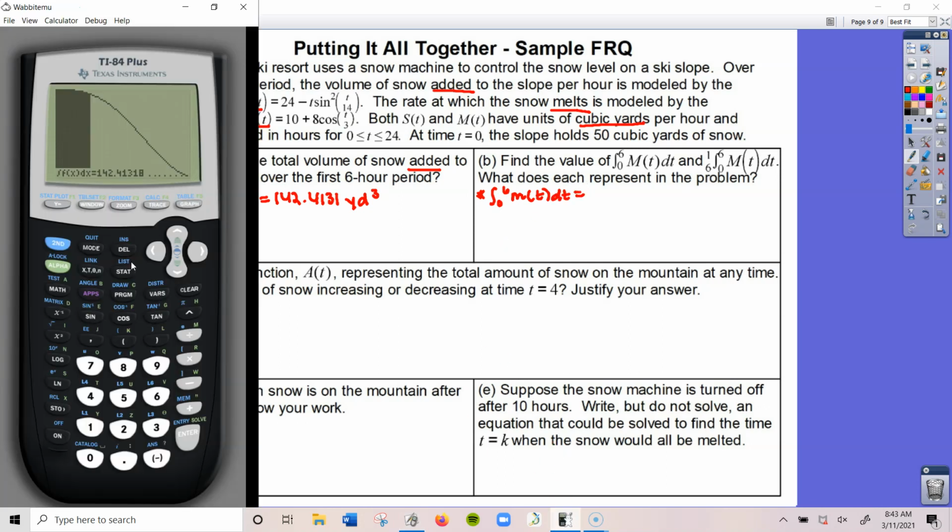So I'm going to go to my calculator. I may need to use this equation again, so I'm just going to deselect it. And now I'm going to type in my m of t equation, which is 10 plus 8 cosine of x divided by 3. All right, so now I'm going to integrate. Second calc, 7, from 0 to 6. And we get 81.8231.